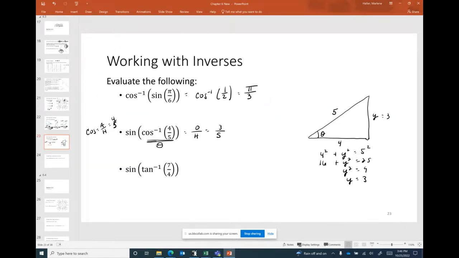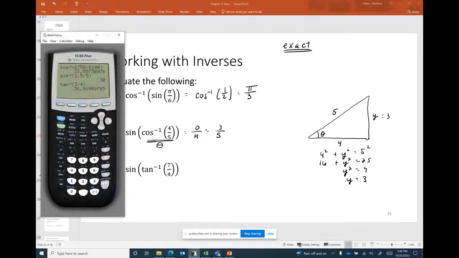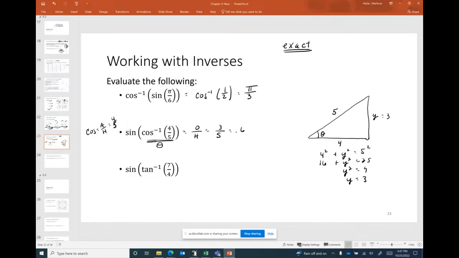Now you might be thinking, well, could I have used my calculator for that? Yes, but if you need an exact answer, if you see the word exact in My Open Math or anywhere, you don't want a repeating decimal, right? Let's see what our calculator will tell us for this. We want to find the sine of the inverse cosine of 4/5. Not a repeating decimal, so we're good. I could also call that 0.6. And this one would have been fine to solve this way or with the calculator.